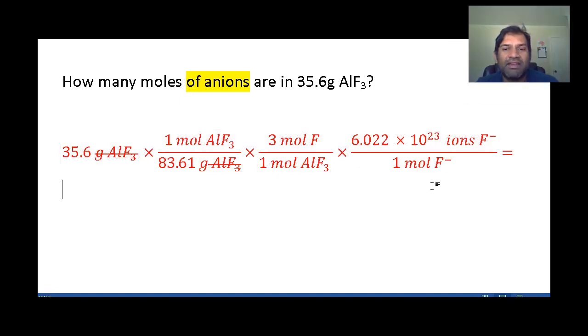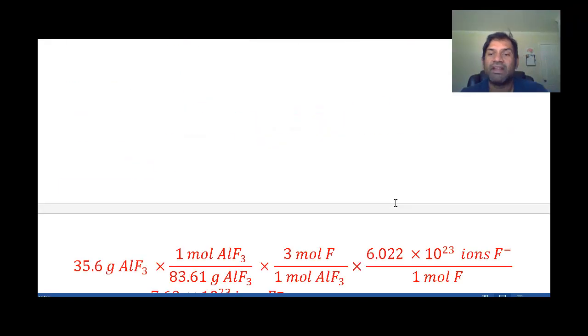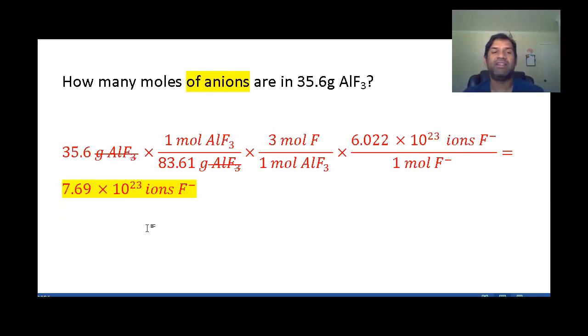So doing this on my calculator, I'm getting a value of 7.69 times 10 to the 23 ions of F minus. Okay, that's the anion. So if we want to figure out how many moles of cations, Al plus 3, we would do pretty much the same thing here. Instead, it would be 1 mole of AlF3 to 1 mole of Al, and then 1 mole of Al plus 3 has that many ions, Avogadro's number of ions of Al plus 3.